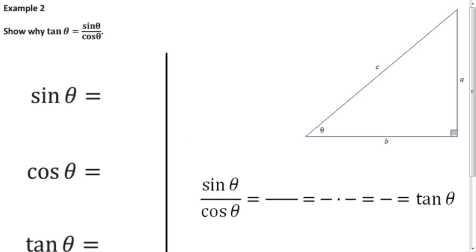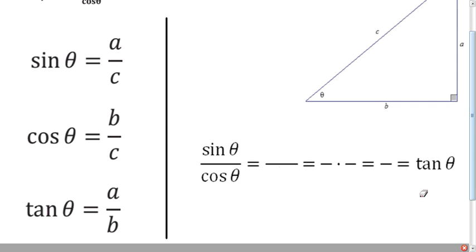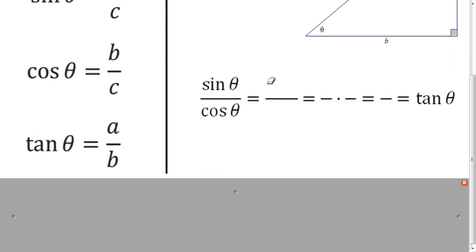And now we want to show why tangent of theta is equal to sine of theta over cosine of theta. Well, according to this diagram, sine is what? Sine would be A over C, cosine would be B over C, and tangent would be A over B. So see if you can fill in the blanks here and figure out why this equals tangent of theta. So we just do some basic arithmetic. Dividing is the same as multiplying by the reciprocal. The c's cancel, and that is tangent of theta.